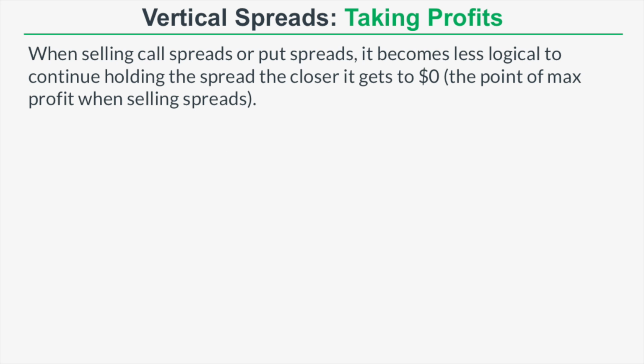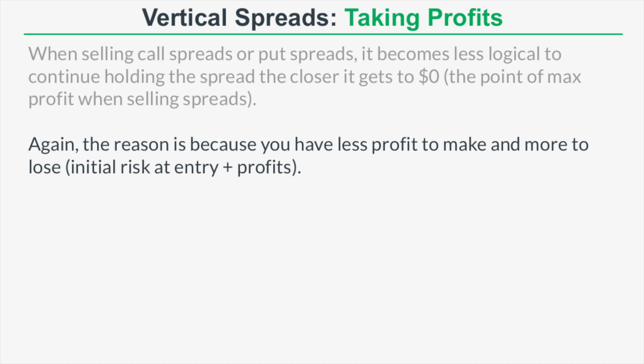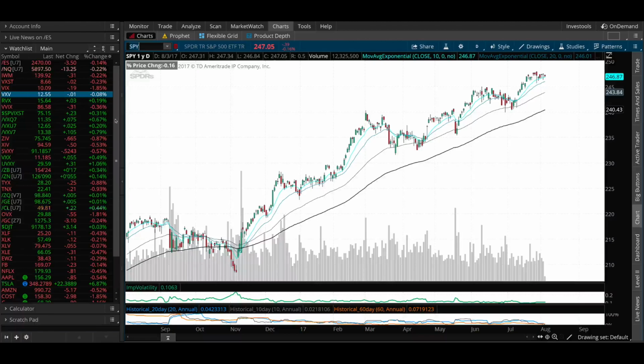Now what about when you sell spreads? When you sell a call spread or put spread, it becomes less logical to continue holding the spread the closer its value gets to $0. That's because when you sell a spread or you sell an option, the best case scenario for you is if that option expires worthless and its value reaches $0. For instance, if you sell a spread for $5, your maximum profit potential is $500. If that spread's value drops to 50 cents, you only have $50 left to make on that trade, but now you can lose basically your initial risk plus the profits that you have at that time.